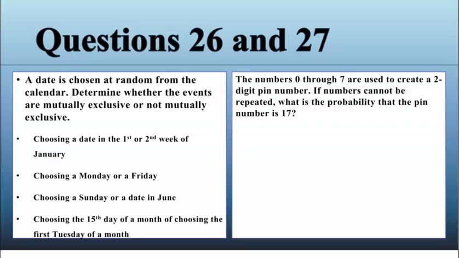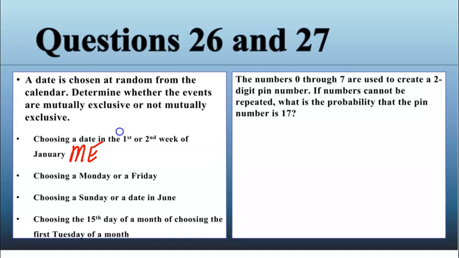Question 27. A date is chosen at random from the calendar. Determine whether the events are mutually exclusive or not mutually exclusive. So mutually exclusive means they cannot happen at the same time. Not mutually exclusive means they can happen at the same time. So choosing a date in the first or second week of January. Well, if you choose a date in the first week, it can't be in the second week. So this would be mutually exclusive.